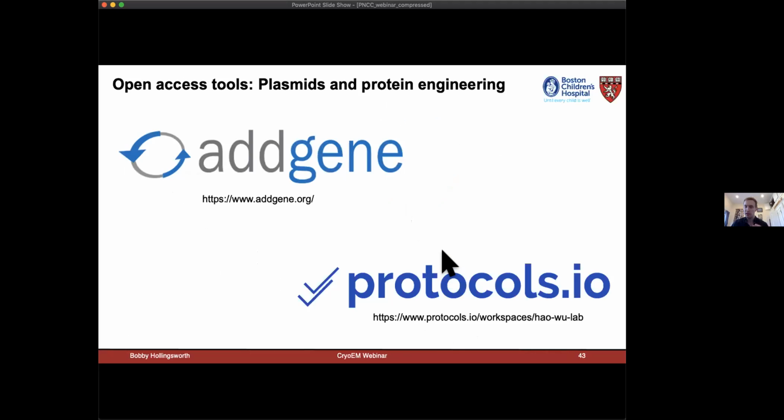I'll conclude by talking about some open access tools that we've become more and more active with. The first being Addgene, where we can deposit our plasmids. And I encourage everyone to deposit their expression constructs as well as functional constructs. The folks at Addgene are wonderful, and they distribute these super efficiently. So it really helps accelerate research.